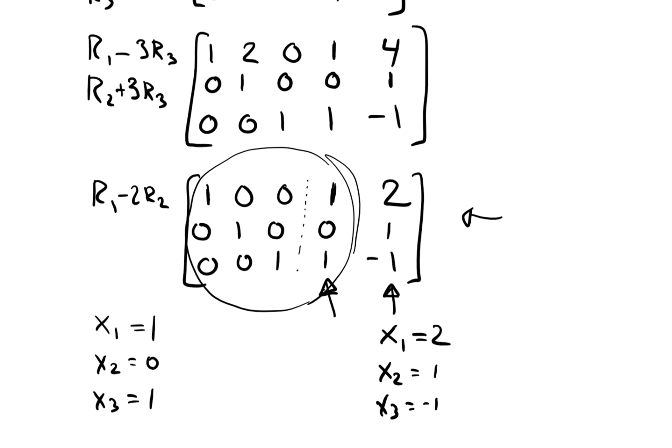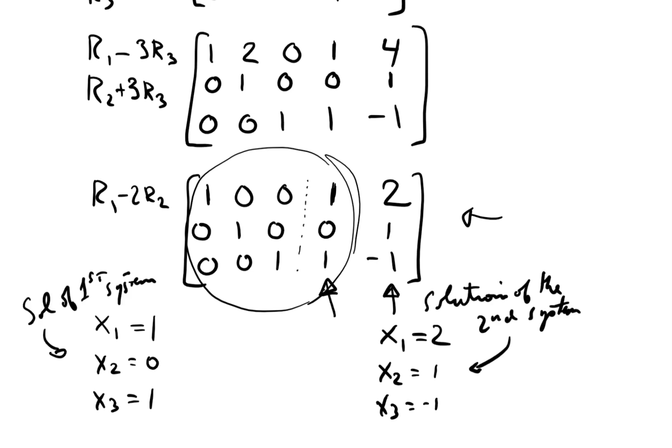And the moral of the story is that I didn't have to do Gaussian elimination twice. So the solution of the first system is here. Solution of the second system is here, and I'm done.